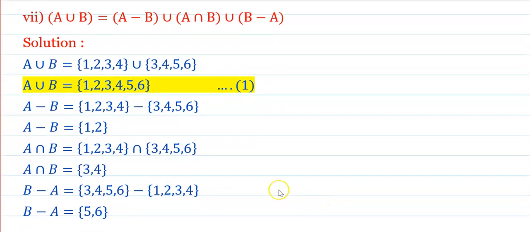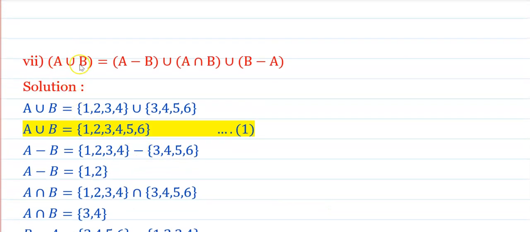Okay. Now the next is A union B is equal to A minus B, in bracket, union A intersection B union B minus A. Now first is A union B. A union B is 1, 2, 3, 4, 5, 6. Next is A minus B. 1, 2, 3, 4 minus 3, 4, 5, 6. Then you will get 1, 2. Next is A intersection B, which are the common elements between A and B. They are 3 and 4.